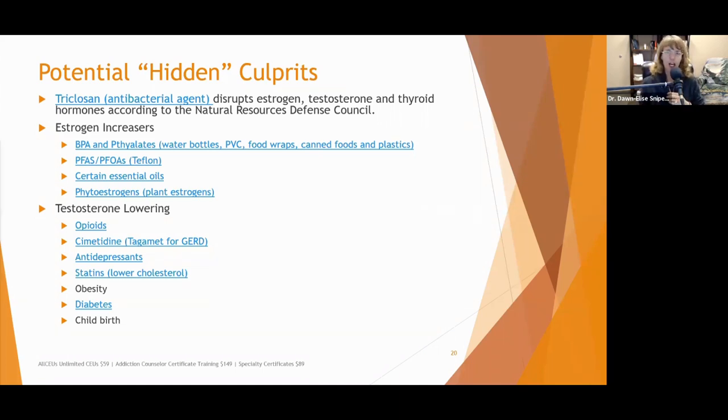Certain essential oils may increase estrogen. The jury's out on that. And phytoestrogens also can increase estrogen. There's a lot of debate about phytoestrogens because they are less potent than our endogenous estrogens. So when they get into your body and take up those receptors, they pack less of a punch, which may be protecting your body in some cases from the more powerful endogenous receptors. And these would be your soy-based foods primarily.